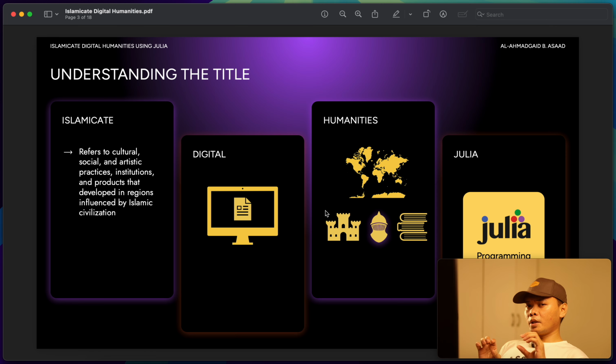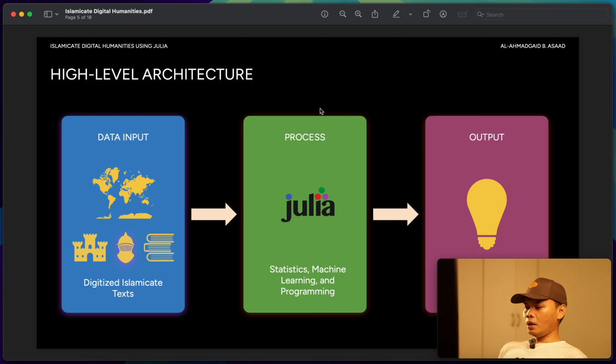And so therefore, when we say Islamic Digital Humanities using Julia, we are studying Islamic Digital Humanities using a software, or a programming language called Julia. Okay? And so at a high level, what do we mean by this? If you look at the high level architecture, what is it that we are trying to study, and why is it beneficial to spend our time on this? Well, you can look at it through a lens of three high level steps. First, we have our data or input, then we have a process, and then we have our output.